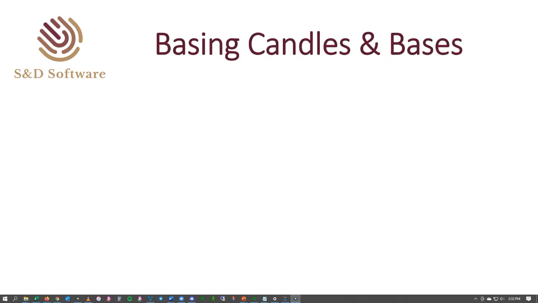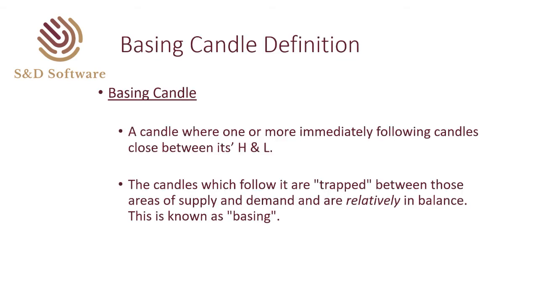Another element we need to consider when looking at a chart is not only swings and pivots, but also the basing candles and the bases that are created. A basing candle is a candle where one or more of the immediately following candles closes between the high and low of that candle. These candles are trapped between areas of supply and demand, and things are relatively in balance. That is known as basing, and we call those candles adjacent bases.